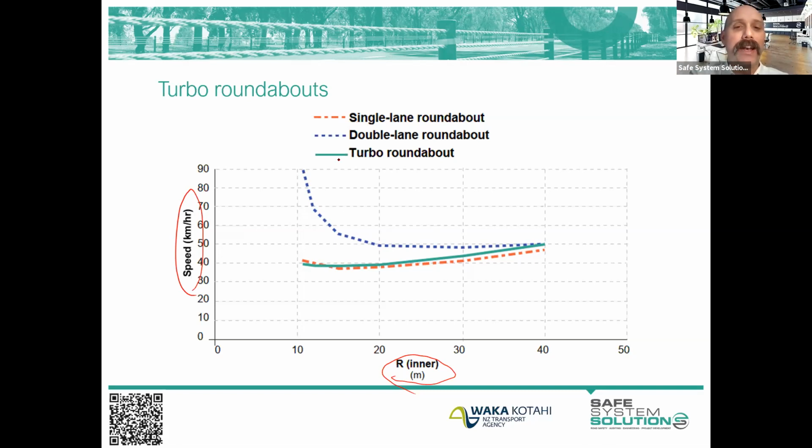Single lane roundabouts, and I've got in here turbo roundabouts as another one, and I'll show you what a turbo roundabout is. But a turbo roundabout's a 2-lane roundabout, which, as you can see there, gets speeds down around the 1-lane roundabout and thus our safety performance.